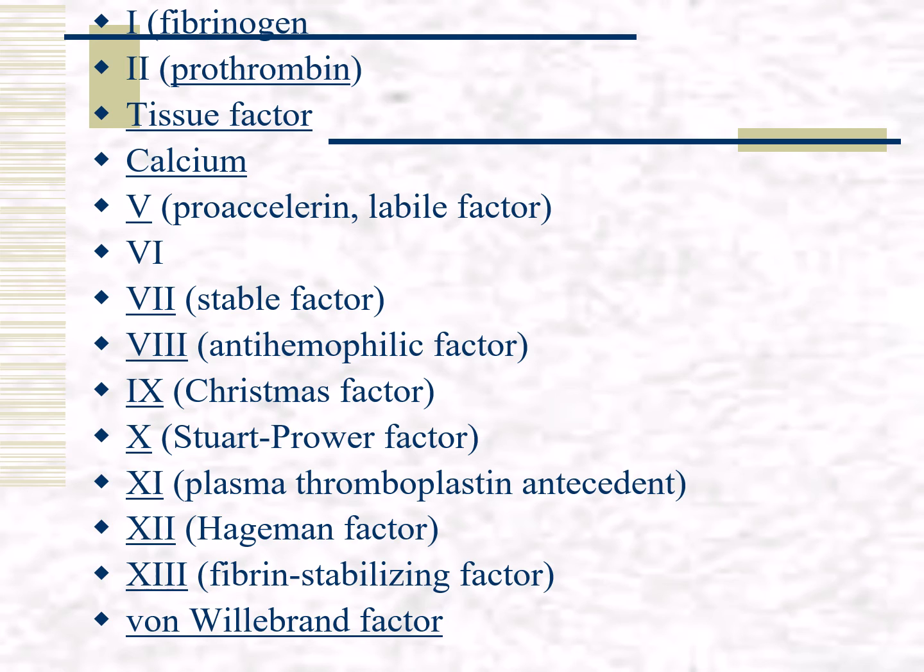Then clotting factor 10 is Stuart-Prower factor. Then 11 is plasma thromboplastin antecedent. Then 12 is Hageman factor. This factor 12 is also known as the glass factor or the contact factor. So this is the one that initiates the intrinsic pathway.